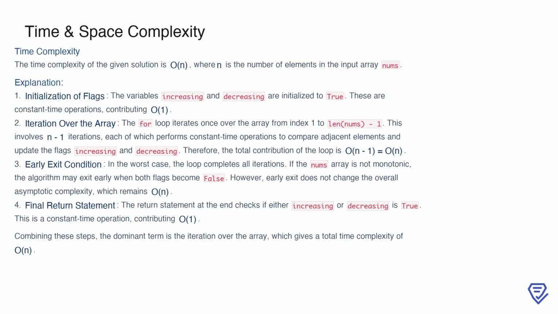Additionally, there is an early exit condition where the loop may terminate early if both flags become false, but this does not affect the overall asymptotic complexity, which remains O(n). Finally, the return statement checks whether either of the flags is true, and since this is a constant time operation, it contributes O(1). Combining all these steps, the dominant term is the iteration, so the time complexity is O(n).